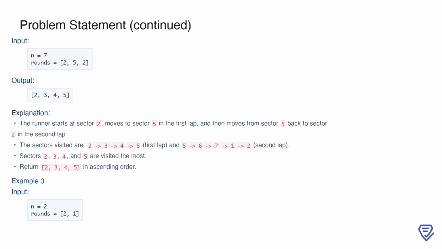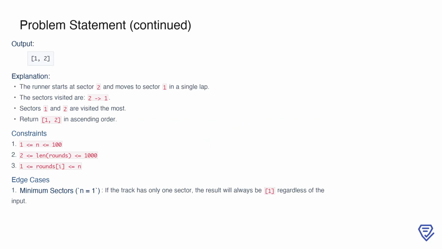Let's outline the visits. During the first lap, the runner visits sectors 2, 3, 4, and 5. In the second lap, the runner visits sectors 5, 6, 7, 1, and finally 2. When combining these visits, the most visited sectors are 2, 3, 4, and 5. Therefore, the output is 2, 3, 4, 5, again sorted in ascending order. This clarifies how the runner's path over multiple laps determines the result.